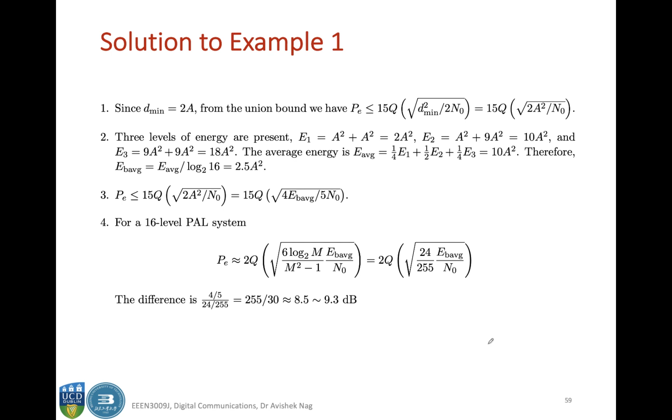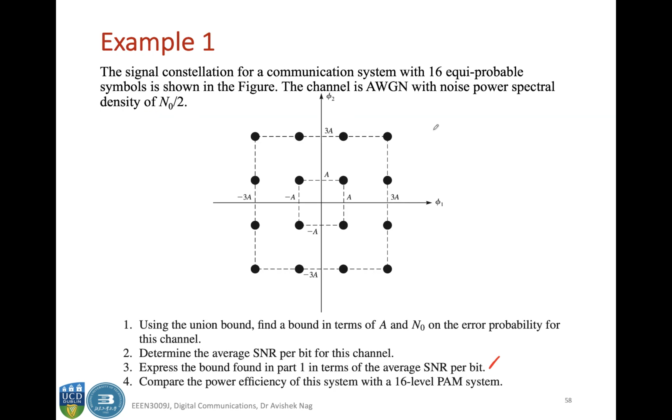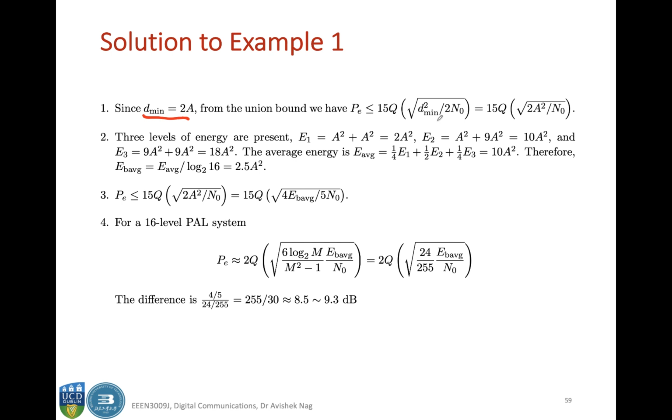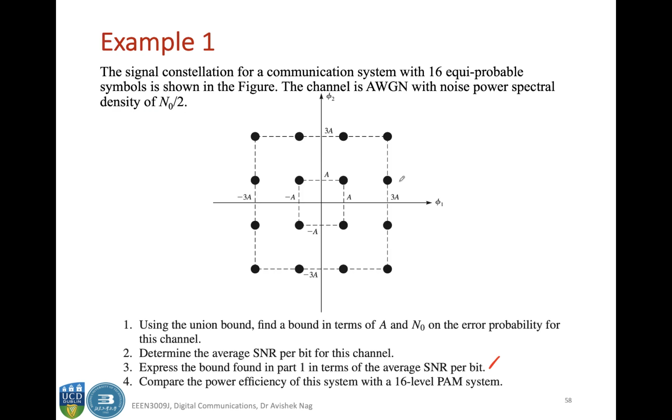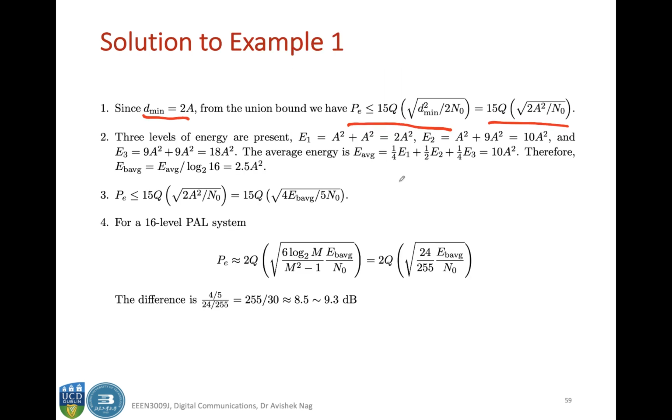So this is the solution. What we are trying to do is find d min, and if you find it from this constellation, you will see d min is twice A. Then you can apply the union bound and you find this probability of error expression. Next, determine the average SNR per bit for this channel.